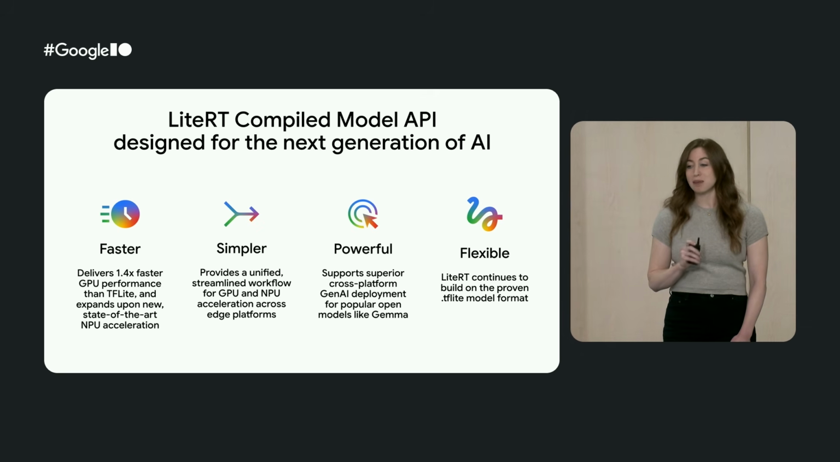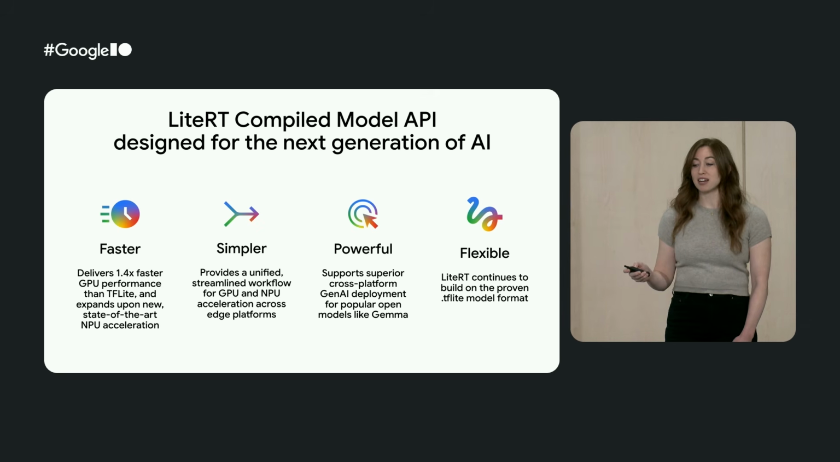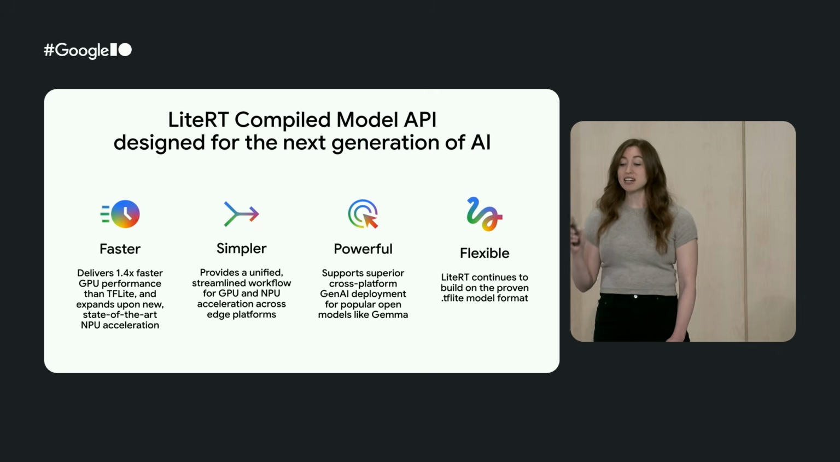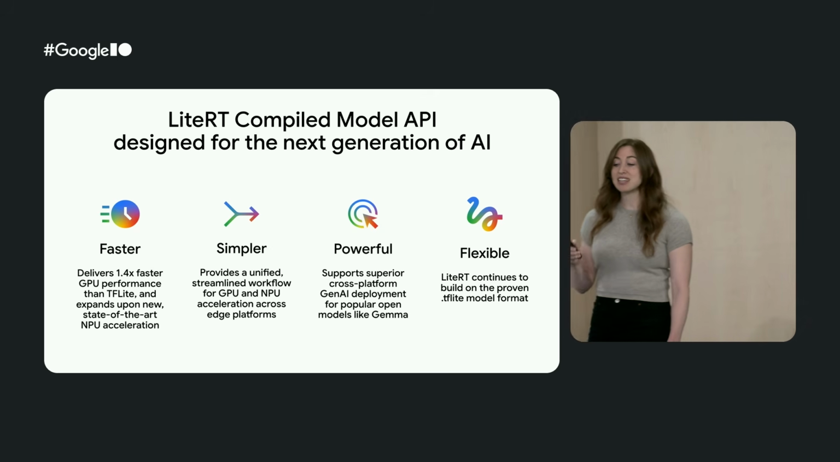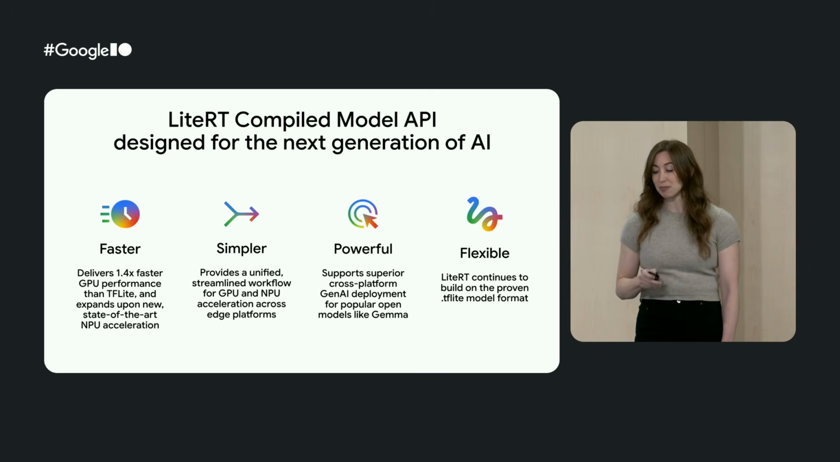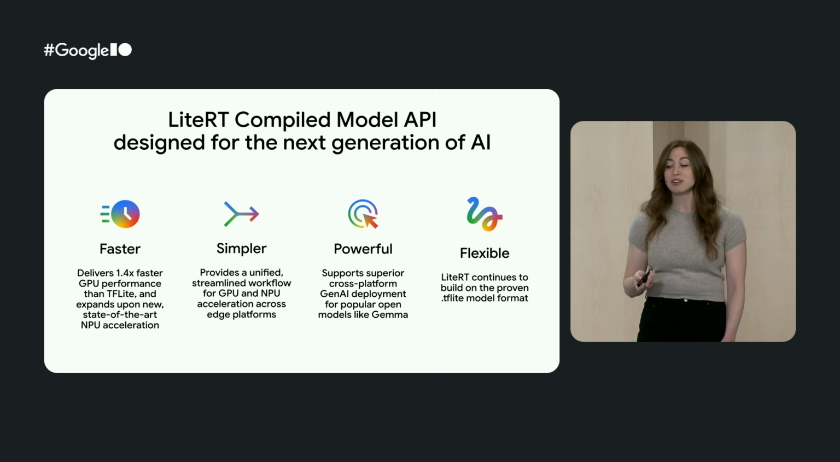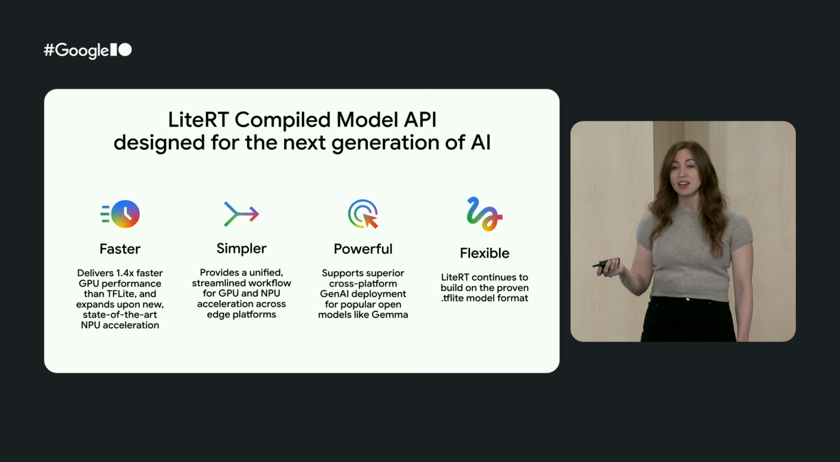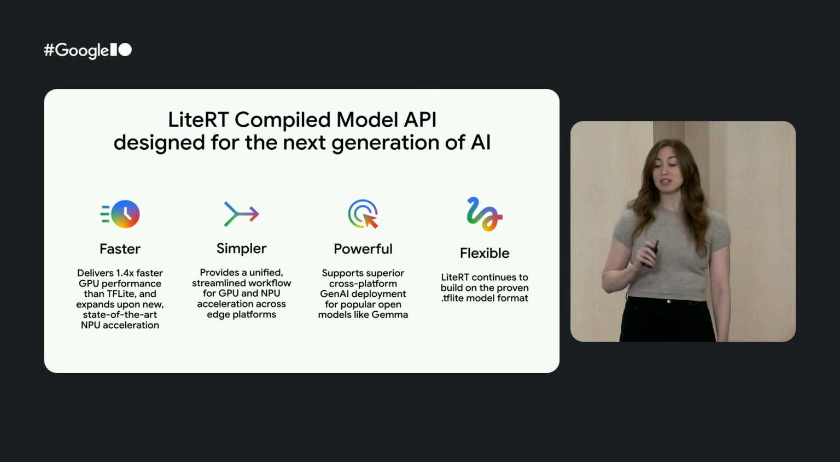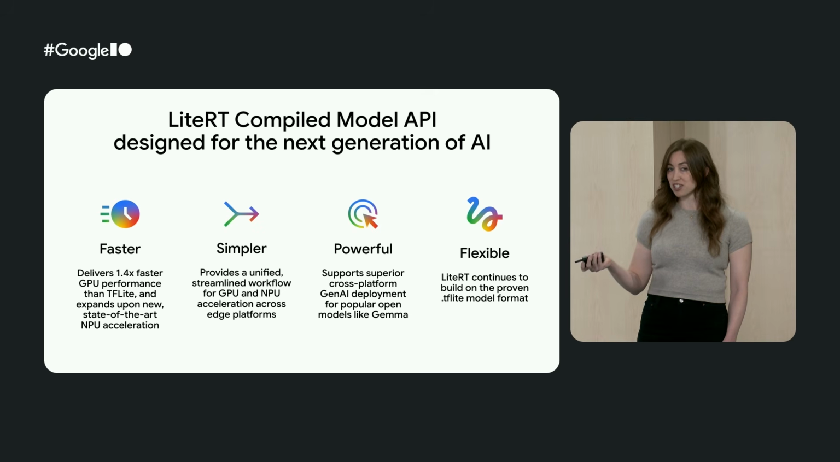To get the absolute best performance out of his IoT hardware, Chris uses the LiteRT compiled model API. This modern API is a game changer for edge development and deployment. It automatically handles hardware acceleration, seamlessly compiling and routing the model to the device's NPU. This ensures the model runs blazingly fast while just using a fraction of the power.